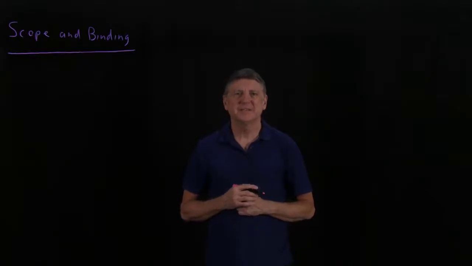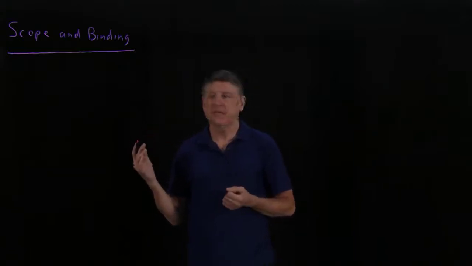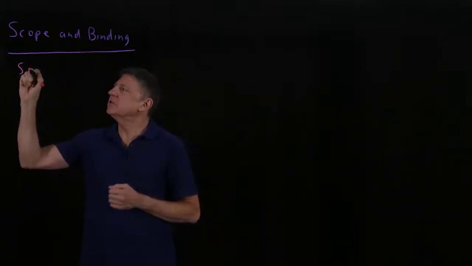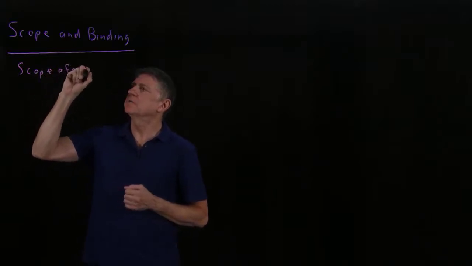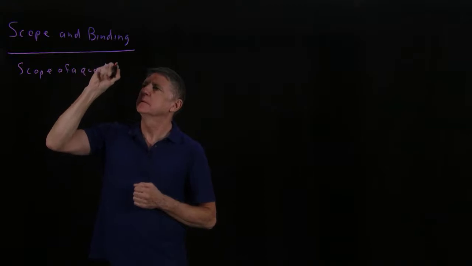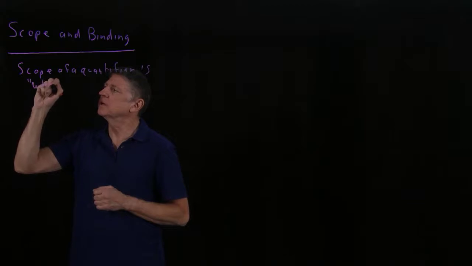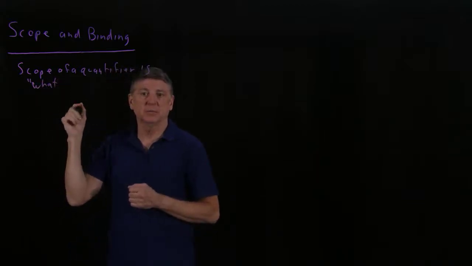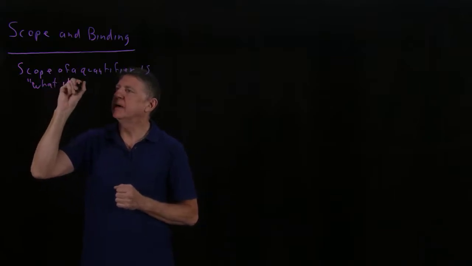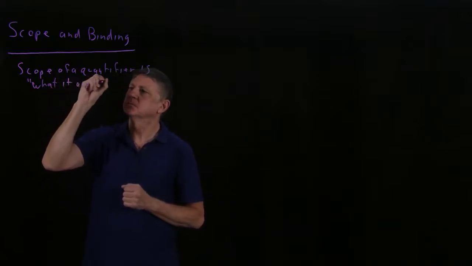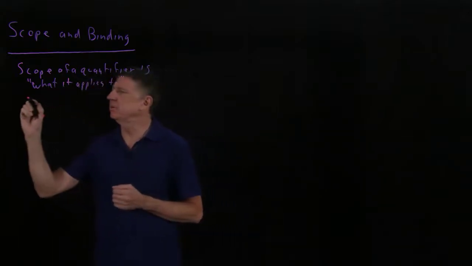Welcome. In this session on natural deduction, we'll begin our exploration of what we mean by scope and binding. Let's start by saying that the scope of a quantifier is, and we'll put this in quotes because we will actually work this out in more detail, what it applies to. Let's start with a simple example.